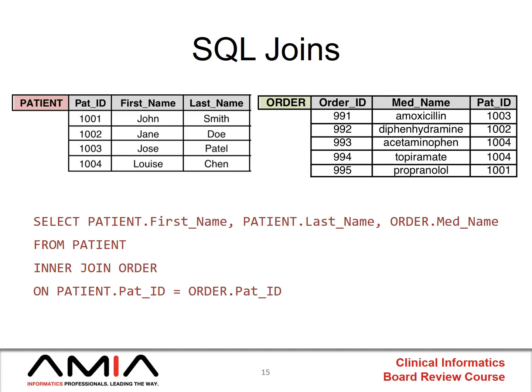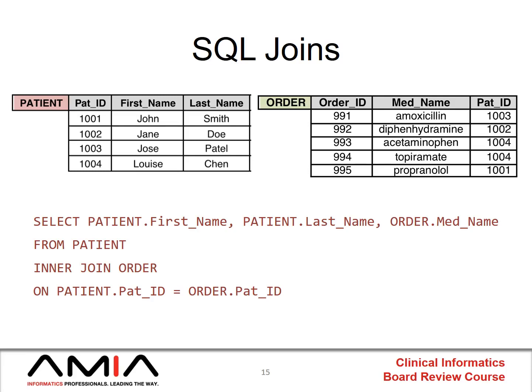So I'm saying find the first name from the patient table, the last name from the patient table, and the med name from the order table. And that's what that dot notation refers to. So that's the select part of it. The second part of the select statement is I have to say from a table. And I'm going to teach you how to do this using a join statement.